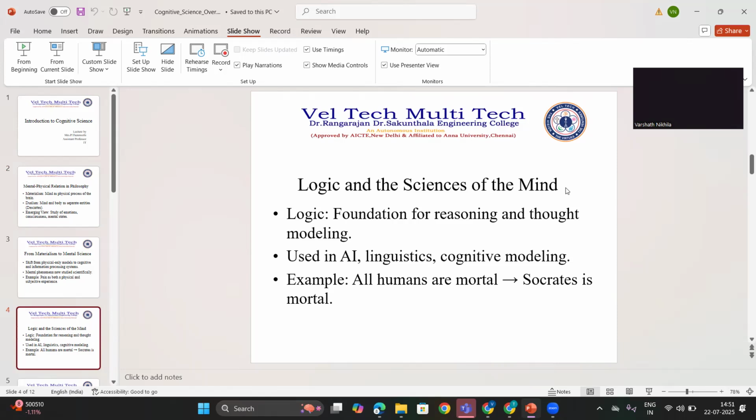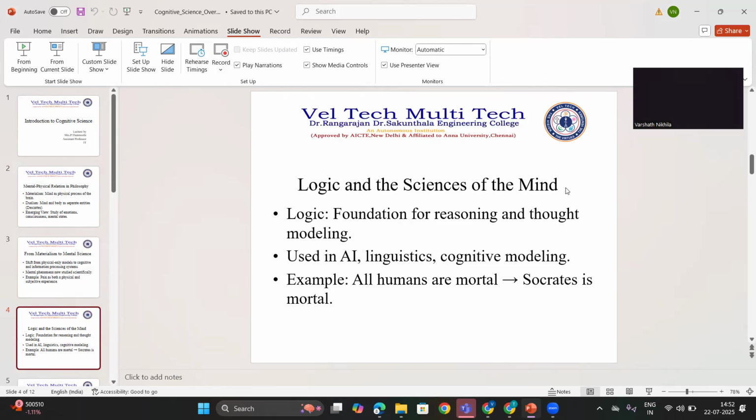Next, logical systems and mental representations. Mental representations might have logical structure, and logical forms might underlie aspects of language understanding. There is also the question of whether thought itself occurs in a language of thought with logical properties.